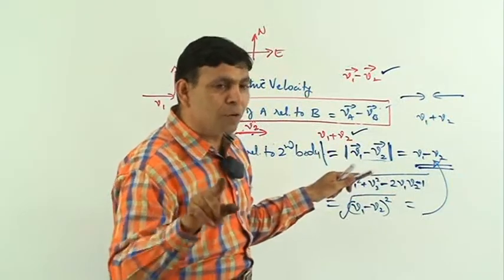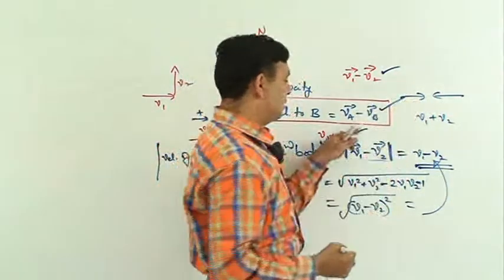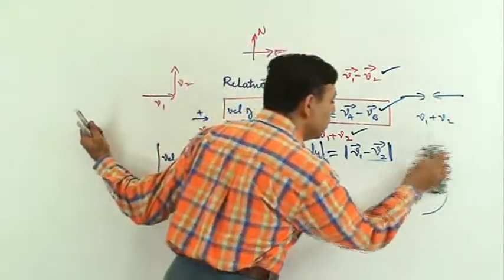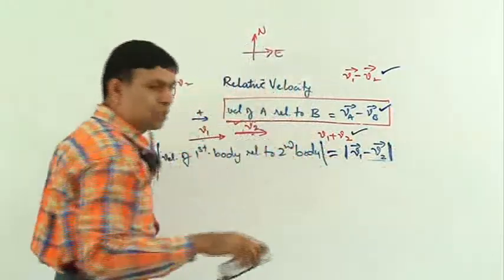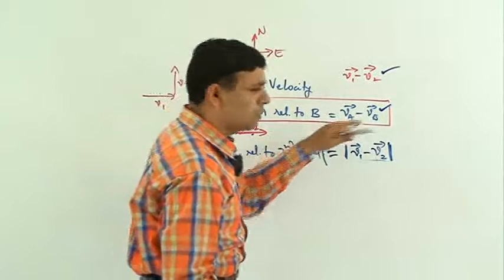If at all they were going to refer to the relative velocity vector, then it is this only, always, irrespective of the random direction in which the two bodies are moving. Fine? Forget about opposite or same direction. Even if they are moving at any other angle with each other, even then relative velocity will be this only. Fine? Velocity of A relative to B will be this.